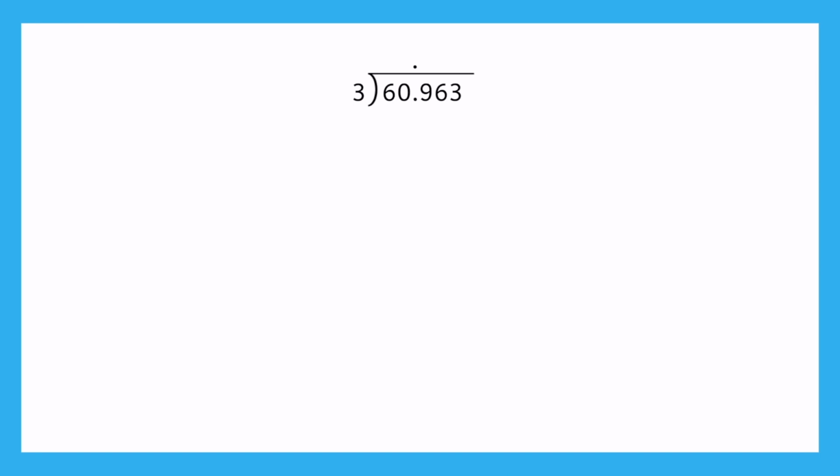Exactly 2 groups of 3 can be made from 6. Record the 2 over the 6 in the tens place and put a 6 underneath. When we subtract and bring down the next digit, we're left with 0. We can make 0 groups of 3 from 0, so record a 0 above and a 0 below and subtract. Bring down the next digit.